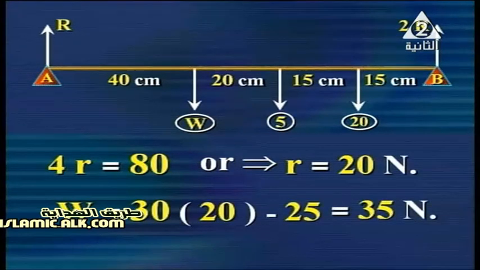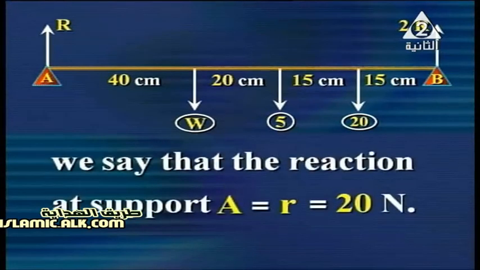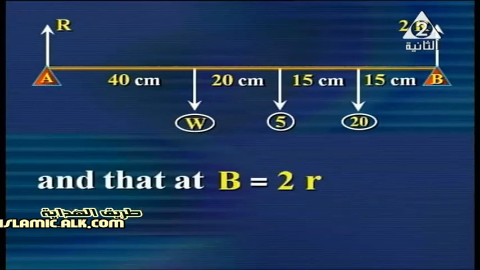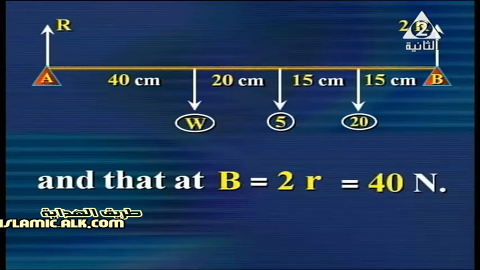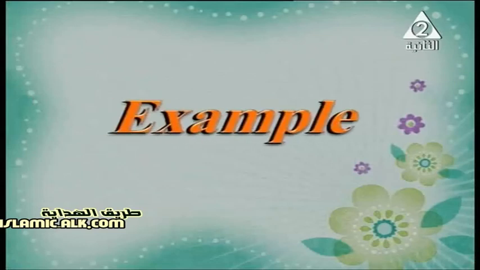After that, by substituting R equals 20 in the first equation, we find the value of W. Therefore, W equals 3 times 20 minus 25, which equals 35 Newton. We say that the reaction at support A is R equals 20 Newton, and that at B is 2R, which is 2 times 20 equals 40 Newton. Another example.